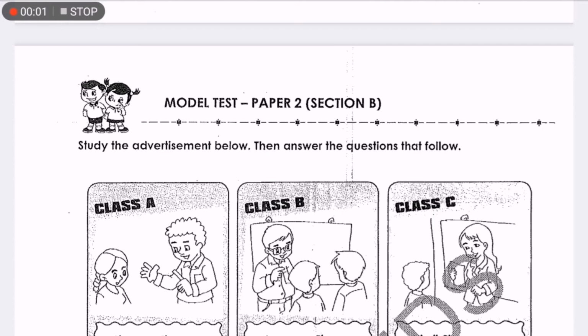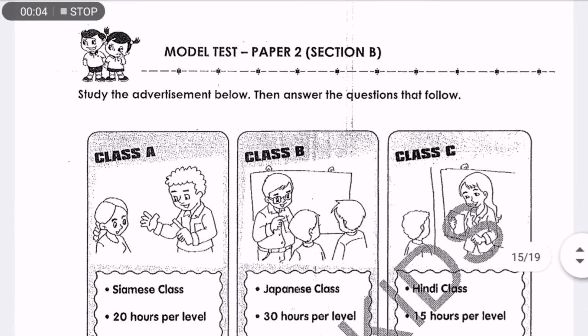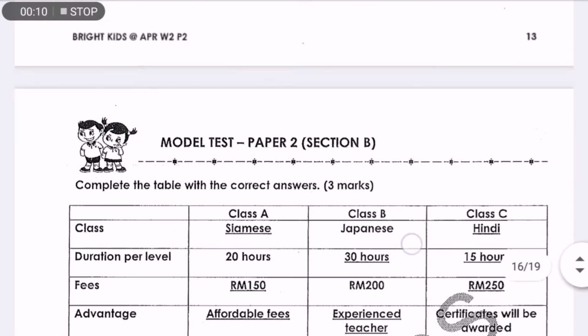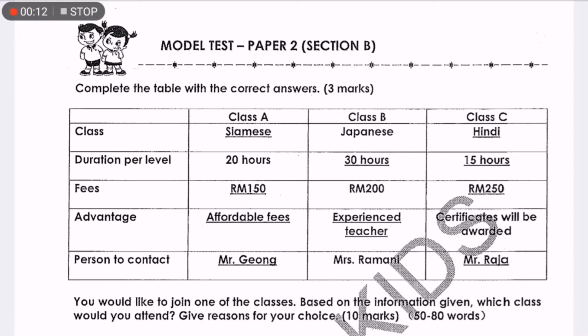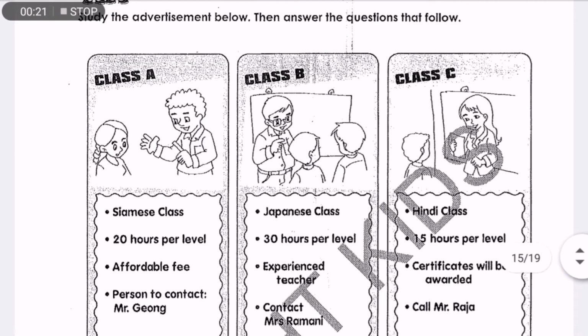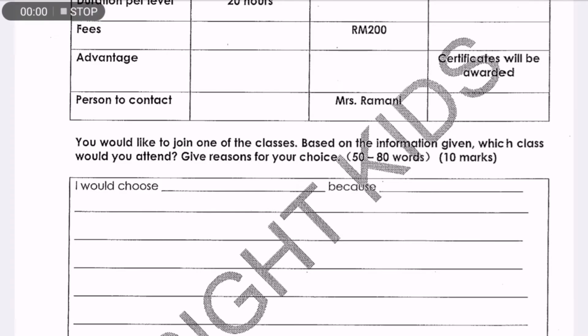Now let's take a look at section B. Study the advertisement below, then answer the question that follows. Again, this is a fairly easy question. You just need to fill in the blanks. The only thing you need to take note of is the spelling. If you write the wrong spelling, the teacher will minus your mark during the examination. So you need to take note of that.